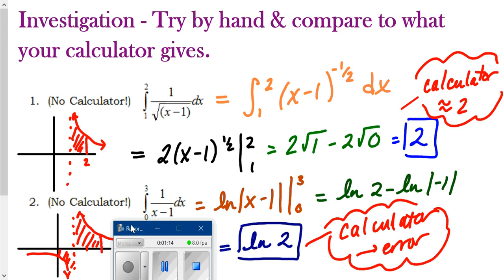In question 2, I did all this work and anti-differentiated. It looks like a nice little du over u integral. And I got natural log of 2, but my calculator says there's an error.